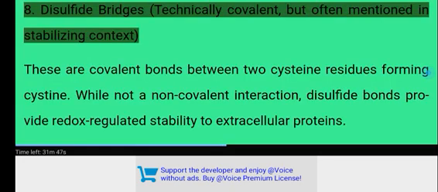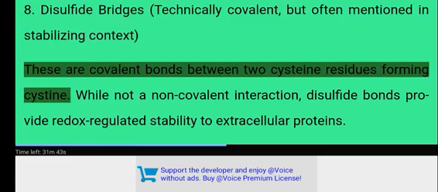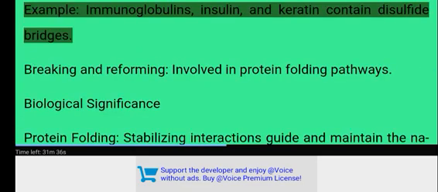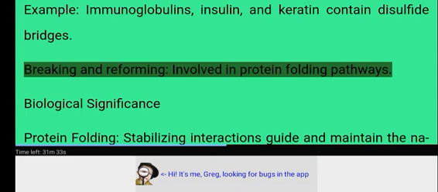8. Disulfide bridges: technically covalent, but often mentioned in the stabilizing context. These are covalent bonds between two cysteine residues forming cystine. While not a non-covalent interaction, disulfide bonds provide redox-regulated stability to extracellular proteins. Example: immunoglobulins, insulin, and keratin contain disulfide bridges. Breaking and reforming are involved in protein folding pathways.